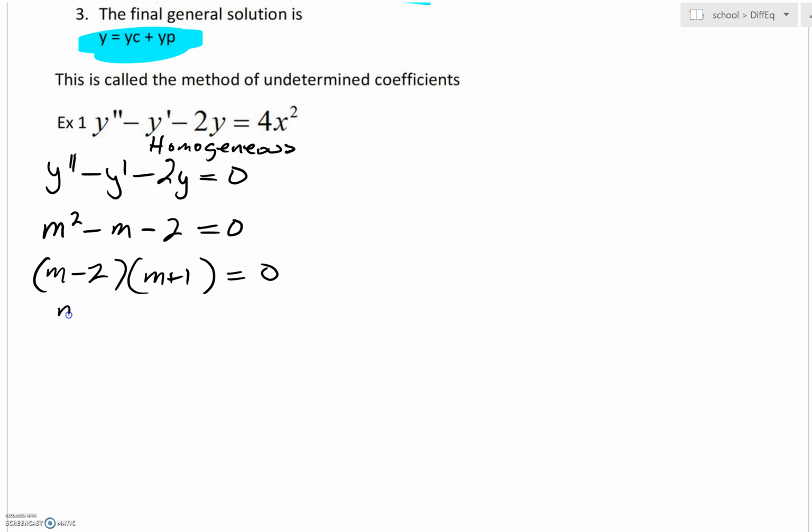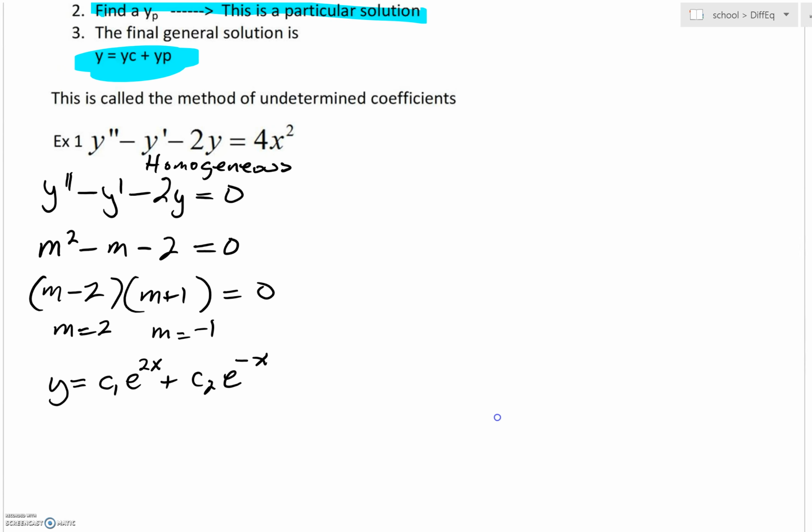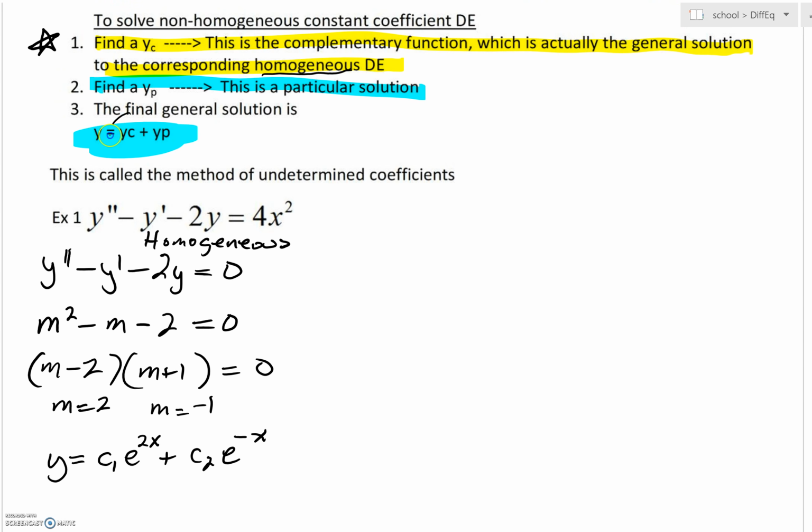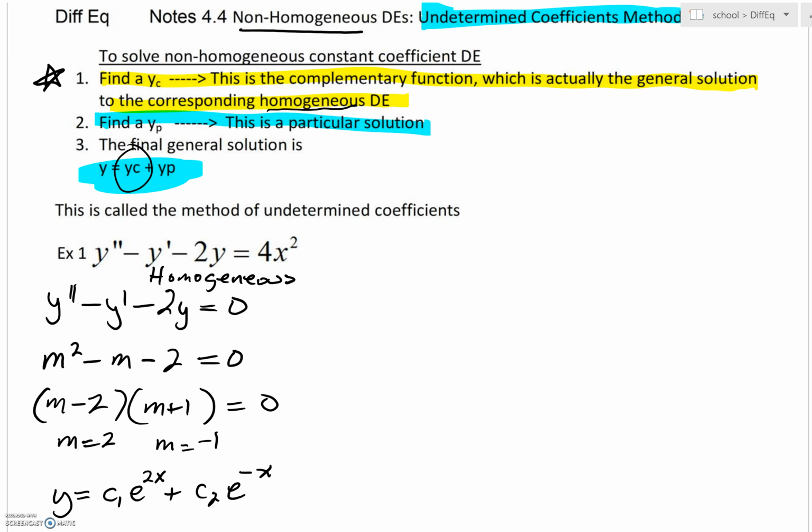And without too much work, kids would say, well, m would equal 2, m would equal negative 1. And without hardly any work at all, we'd say, well, we'd have some constant e to the 2x plus a second constant e to the negative 1x. And, back in that first part of chapter 4, we'd be done, right? Well, beautifully, we're halfway there. We've got y sub c. We've taken care of number 1 up here, but now we've got to deal with step 2.